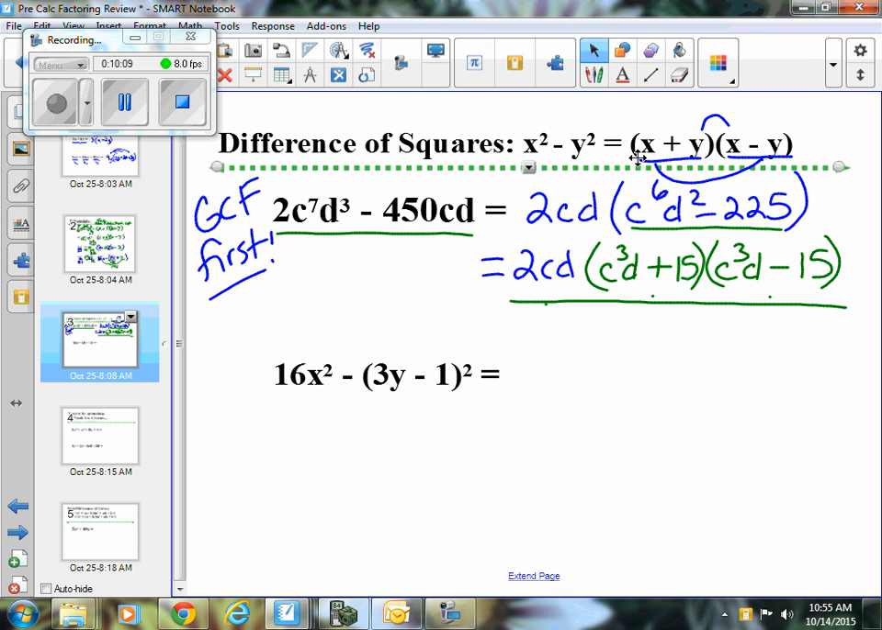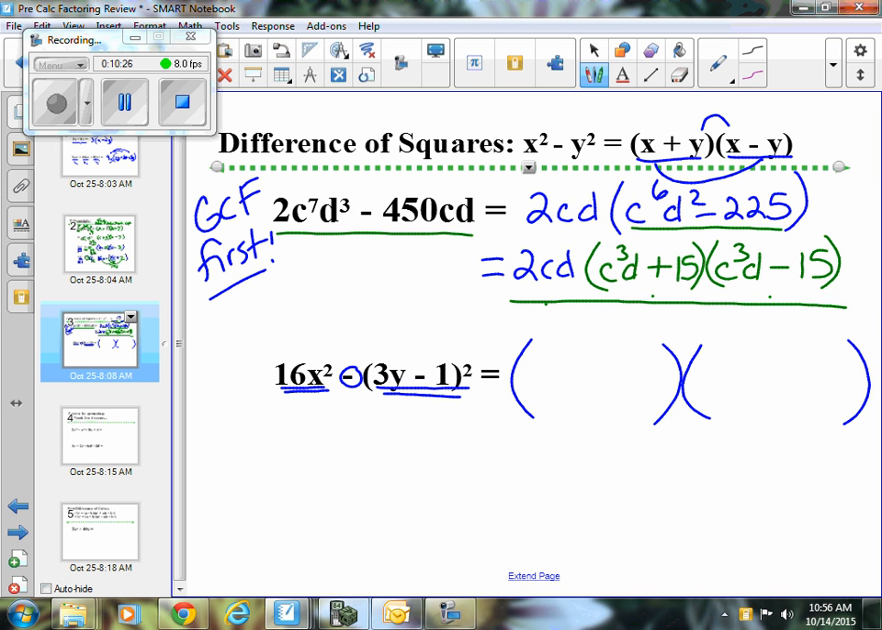All right, now take a look at the next one. This is a little crazy. The difference of squares, here's your minus. Here's the first term. There's the second term. They're both something squared. It's just that the second term happens to be a binomial that's being squared. Totally fine. That's still a difference of squares.